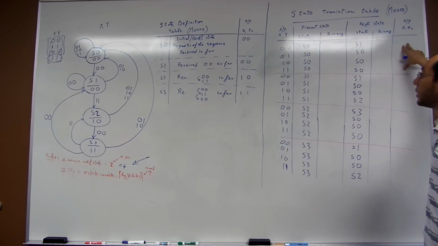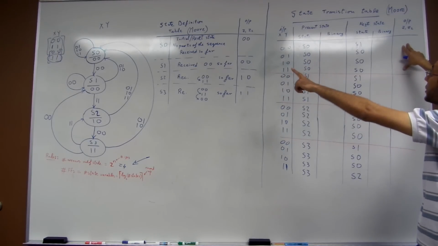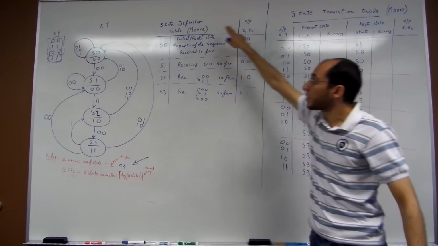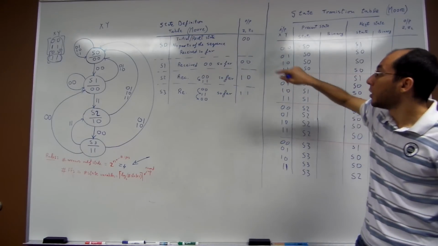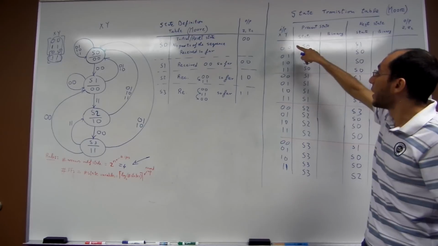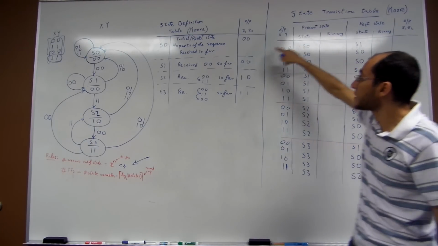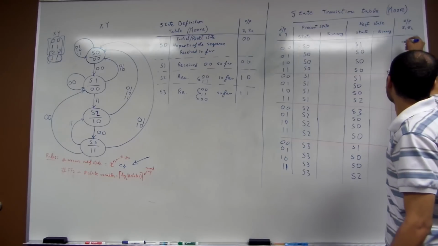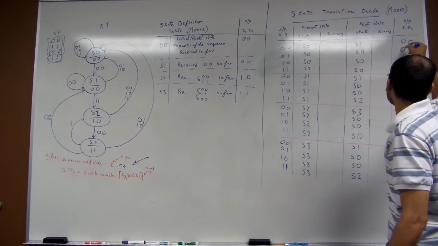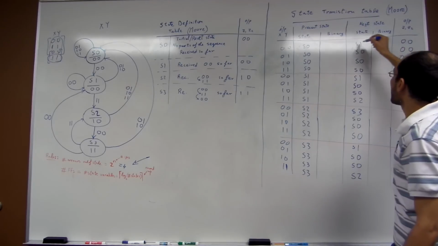How do you fill in the output? You do not look at the state diagram. In the Moore machine, when you fill in the output, you look at the state definition table. What is the present state? The present state is S0, and the output associated with this present state is 00. So you write down here 00, 00, 00, 00. This 00 does not come from S1.